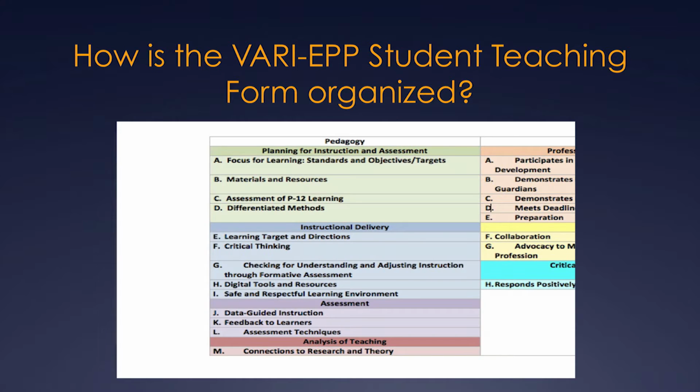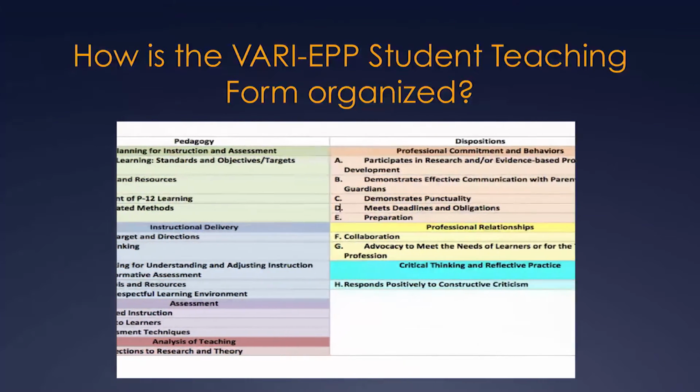It is divided into 4 sections: planning for instruction and assessment, what and how the student teacher prepares to teach lessons; instructional delivery, what and how the student teacher delivers lessons; assessment, how the student teacher evaluates the work of learners and how that informs future instruction; and analysis of teaching, how a student teacher connects his or her own teaching to theory and research.